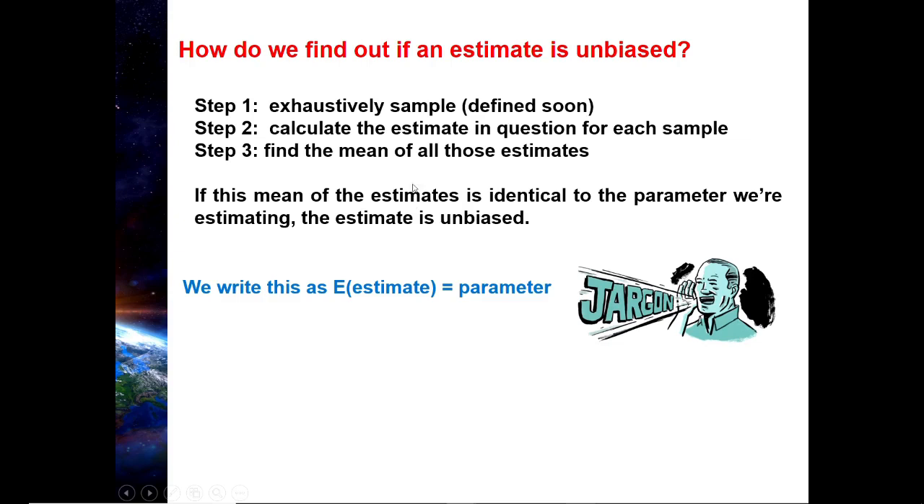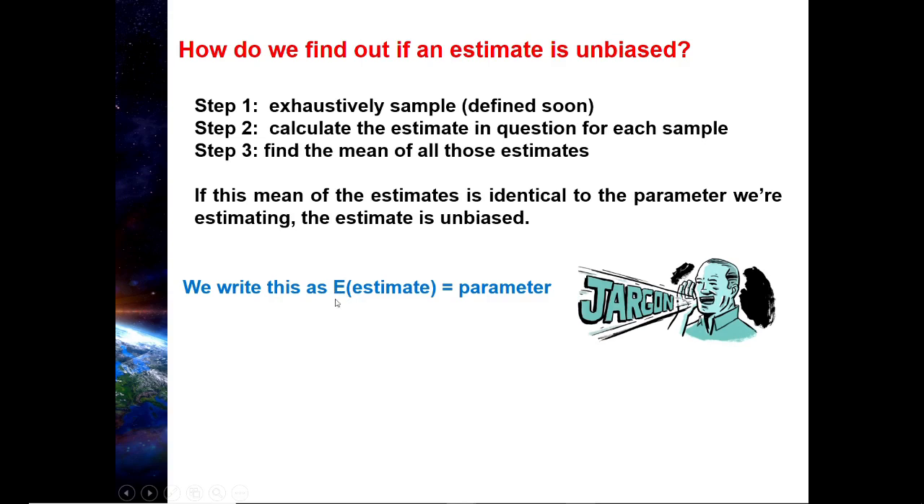If instead, let's say we're trying to estimate variance in the population, sigma squared. So that's our parameter, sigma squared. So we're going to calculate a whole bunch of s squareds. If the mean of those s squareds is equal to sigma squared, then we know that s squared is unbiased. All right. The jargon is this is how we write it.